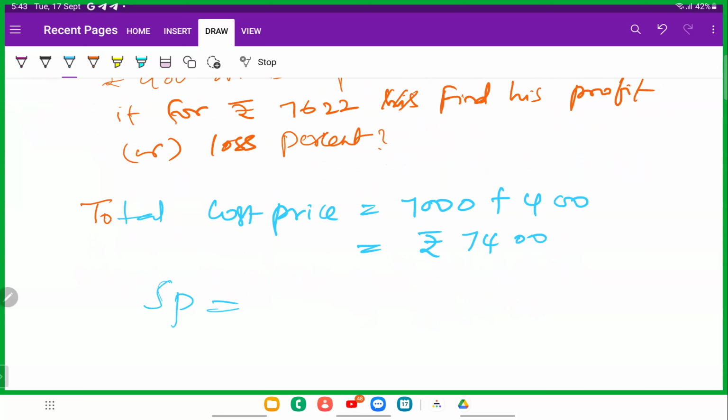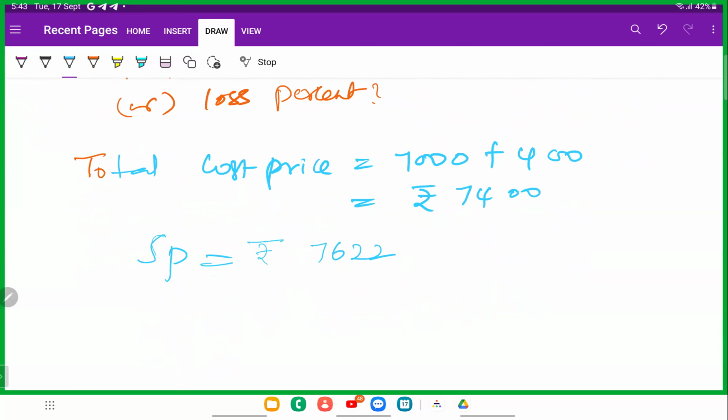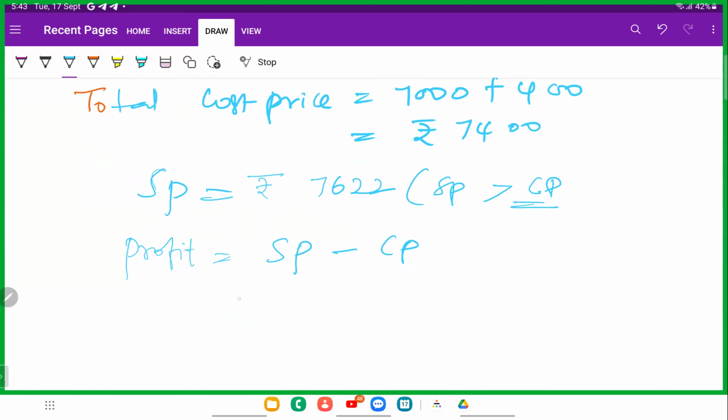So what is the selling price given in the question? Selling price is 7,622. So is Ravi making profit or loss? Ravi got profit, sir. Profit is selling price minus cost price, as selling price is greater than cost price. So 7,622 minus 7,400 gives 222.